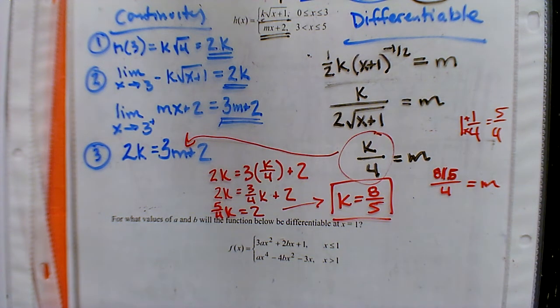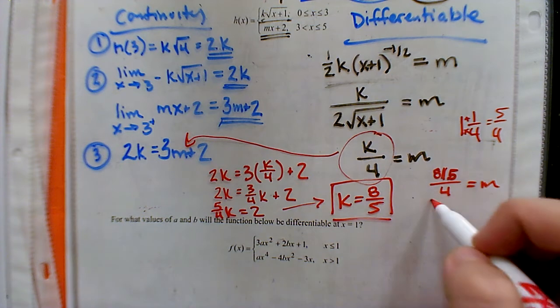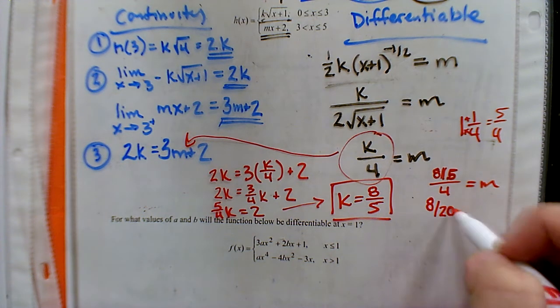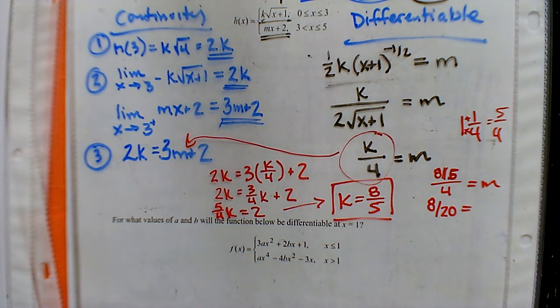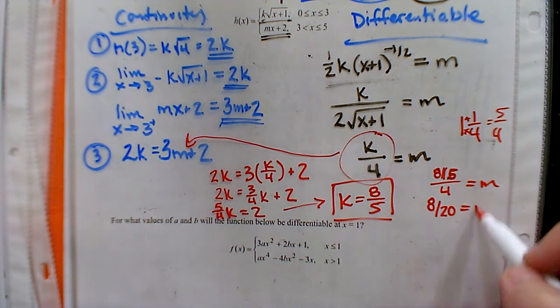Okay. 8/5 divided by 4. We got 8/20, AKA 2/5.